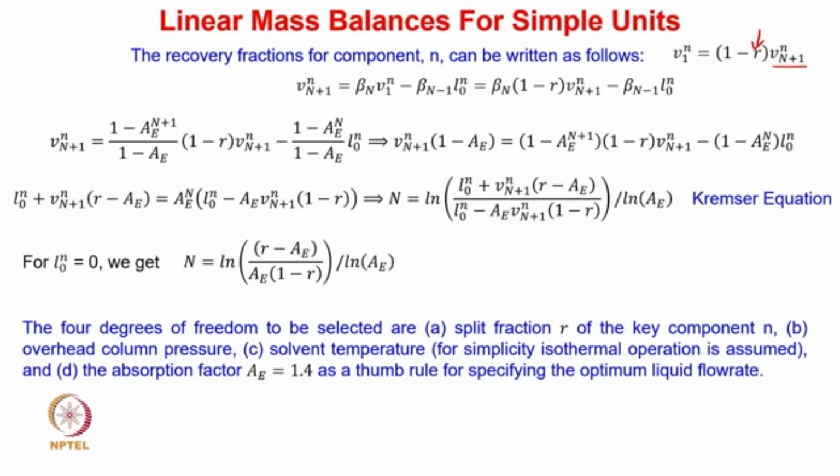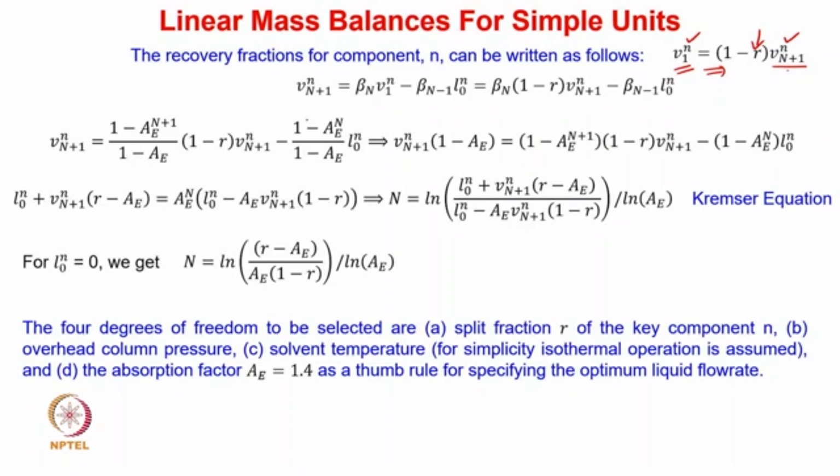So R times 1 minus R, we are multiplying to this, so that will be giving me the molar flow rate of the vapor coming out from the absorption unit. So V1 will be given as 1 minus R times Vn plus 1, and the superscript we have represented in order to represent this equation for the key component. So here the key component is n. So now this particular expression we can put in the original equation.